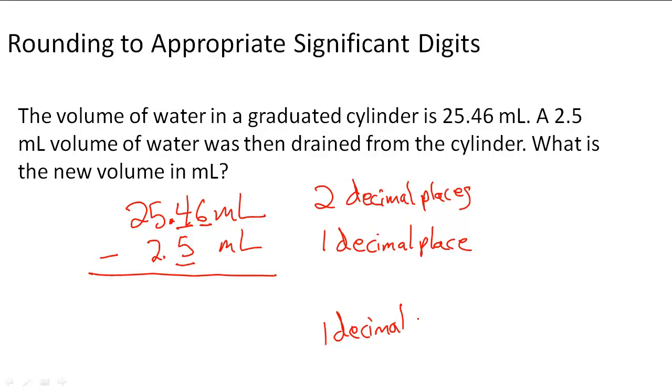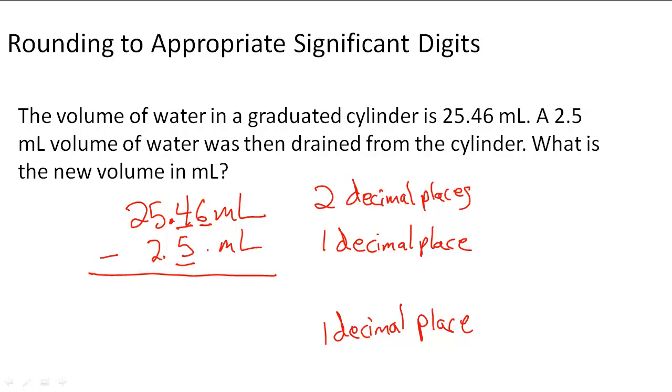So we know that the final answer here has to have one decimal place. We don't know what the answer is going to be yet when we first do the calculation, but we know by the final it has to have one decimal place because we use the fewest decimal places as the appropriate number of significant digits.